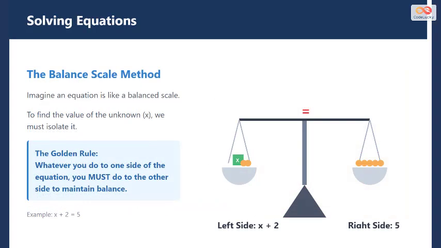How do we solve equations? Imagine a balance scale. If the scale is balanced, the left side equals the right side. The goal is to get the variable x by itself. The golden rule is simple. Whatever you do to one side, you must do to the other. If you subtract 2 from the left side, you must subtract 2 from the right side to keep the scale balanced.